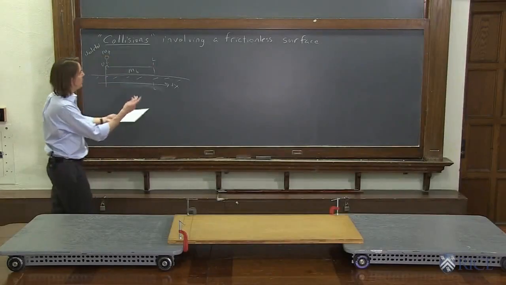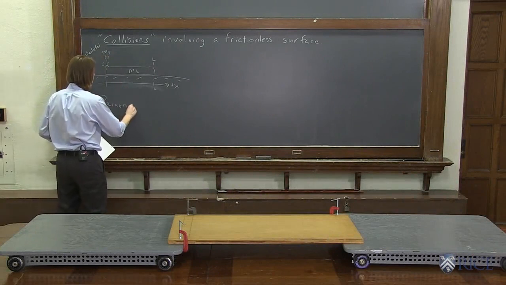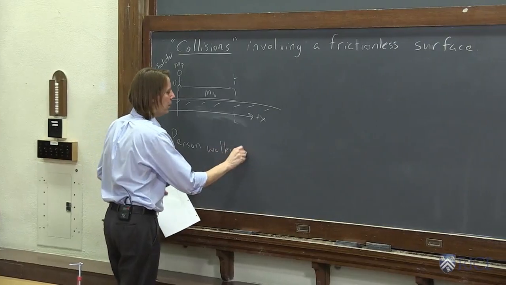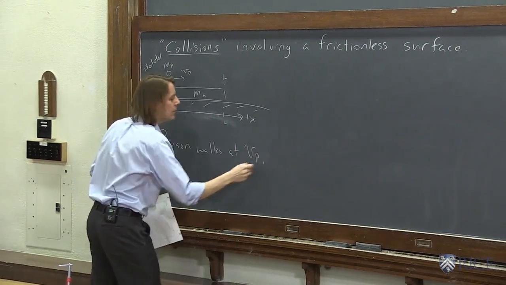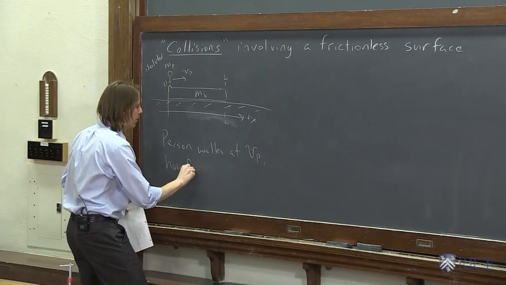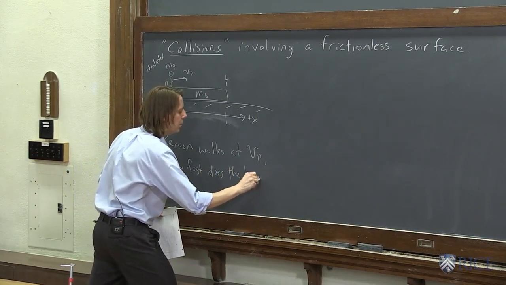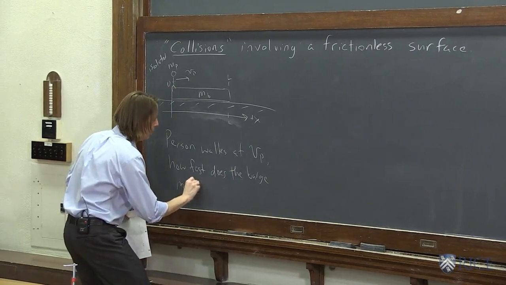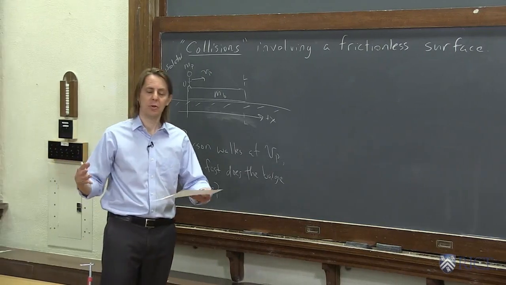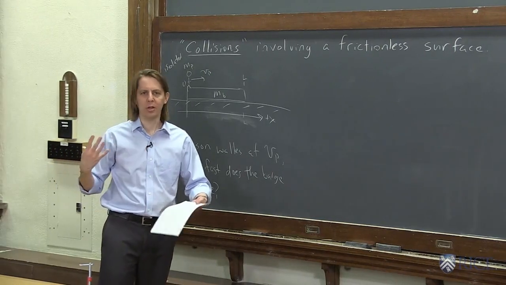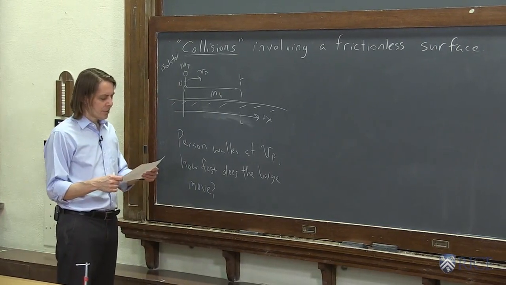Another kind of question we can ask with these problems is, if the person walks at VP, how fast does the barge move? If we think back to the previous demo, we saw the barge move back. So you could consider some sort of average velocity. If I had been walking smoothly, the barge would have moved smoothly. So let's calculate how fast the barge should have moved.